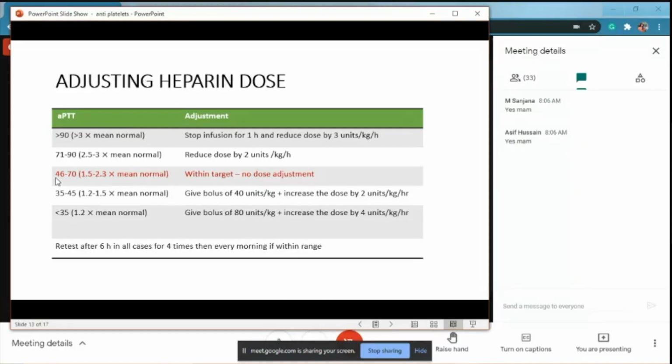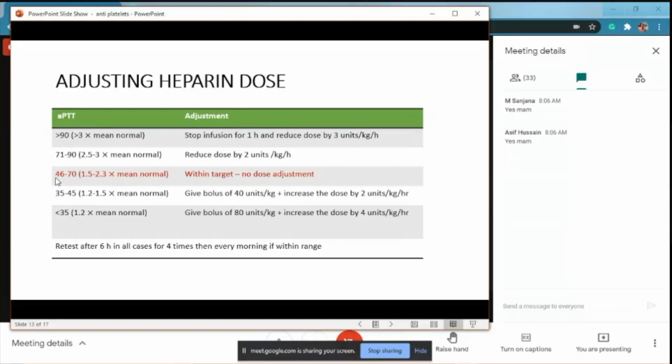So at least you should tell the physician, hey doctor, I think we have to stop the infusion for this patient, and maybe you have to reduce the dose, right? And if you see in between 71 and 90, then all we have to do is reduce the dose.